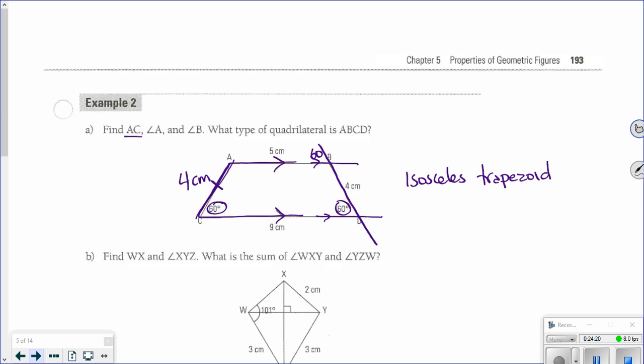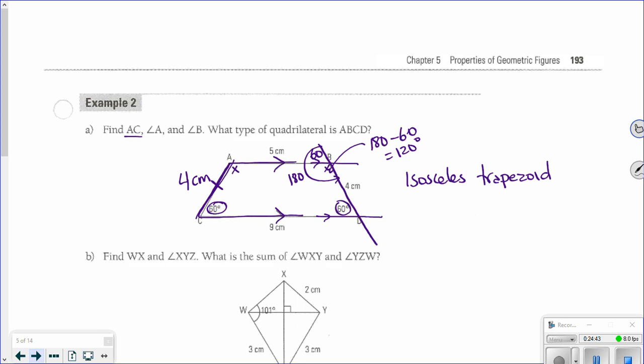What I want is angle A and angle B. Angle B is this piece. Angle A is this piece over here. To find angle B, I now have a straight line where I know part of it, and I know the whole thing has to be 180. So this chunk is going to be 180 minus 60, which is 120 degrees.